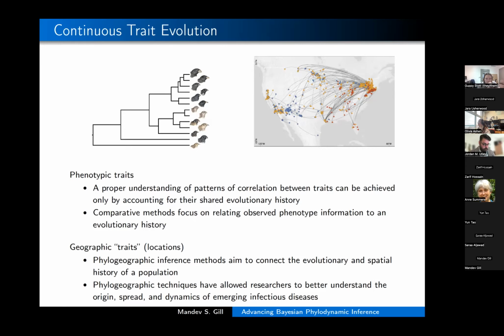A proper understanding of patterns of correlation between traits can be achieved only by accounting for their shared evolutionary history. These traits, so to speak, could also in fact be geographic locations associated with sampled sequences, which would then allow us to reconstruct the spatial and temporal spread of a population and connect it to its evolutionary history. And these kinds of phylogeographic techniques have allowed researchers to better understand the origin and spread of infectious diseases.